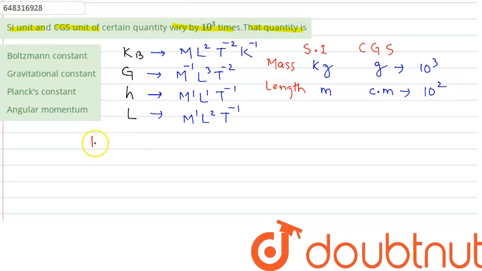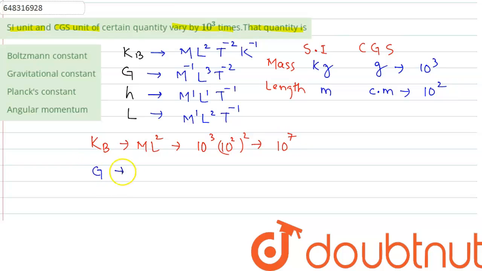For Kb, the dimensions are M L^2. We will neglect T and K. So for mass we will put 10 to the power 3, then for length we will put 10 to the power 2, the whole squared. This will give us 10 to the power 7, since this is 4 and plus 3, which is 7. So for Boltzmann's constant, the units vary 10 to the power 7 times in the two systems.